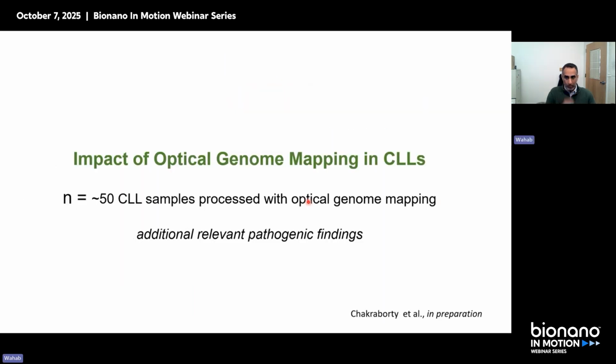So I'll move now a little bit into our CLLs outside of the lymphoma work. We've been doing this for the longest. We've worked up now over 150 CLLs by OGM that we've been running. And I'll show you the subset of those, 50 or so samples that we've processed, and some of the additional relevant pathogenic findings.